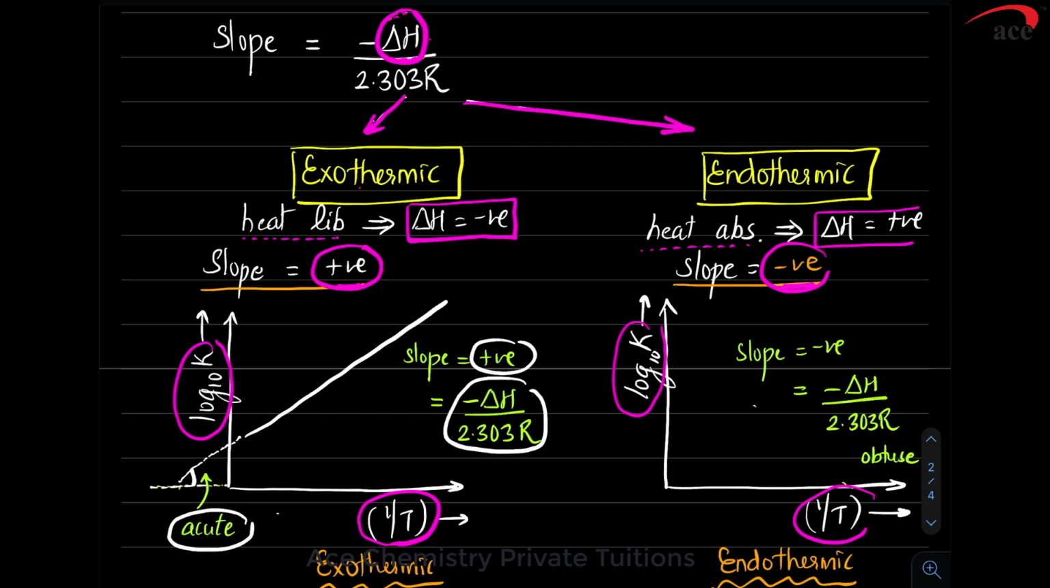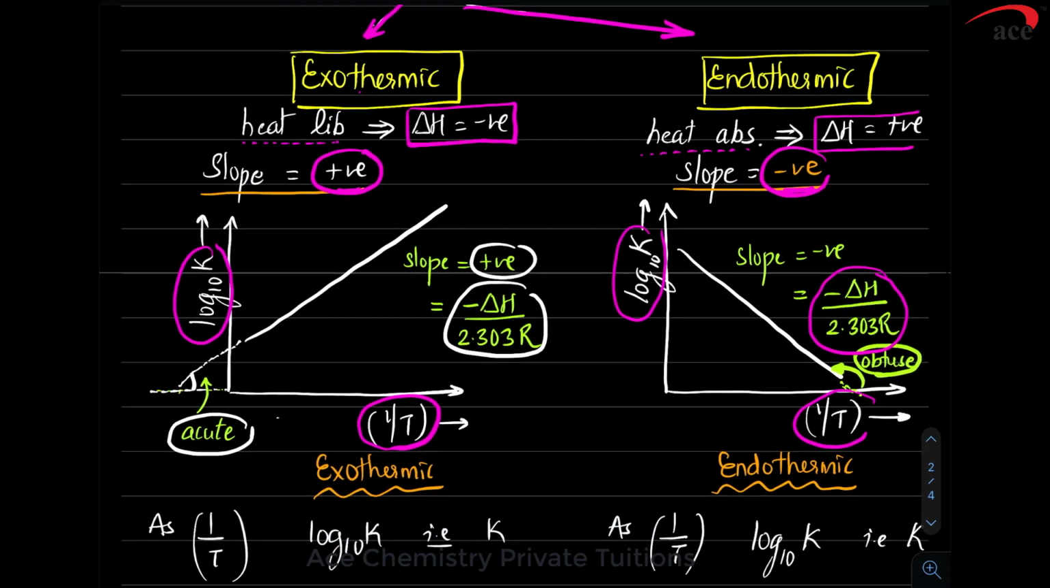And if you plot a graph of log of k versus 1 by T, in this case the slope is negative. For negative slope, the line will be like this, a descending line. The angle it makes with the positive direction of the x axis will be an obtuse angle, and the slope will be given by the formula minus delta H by 2.303. This is what the graph is.